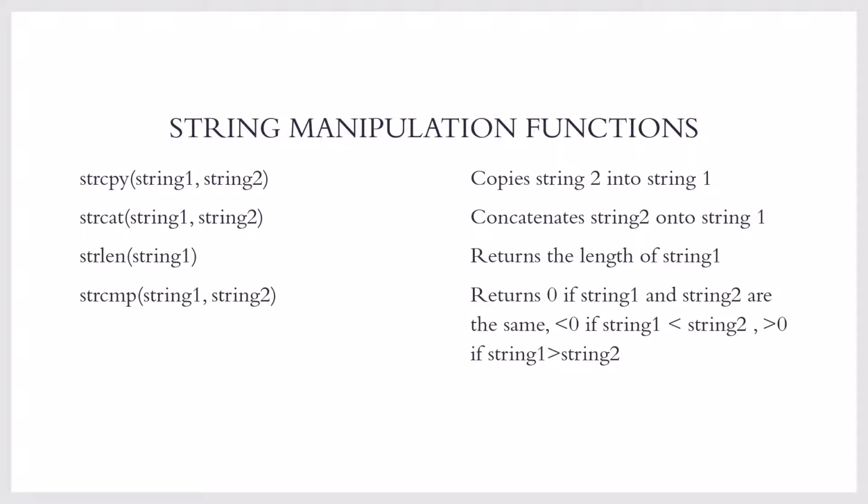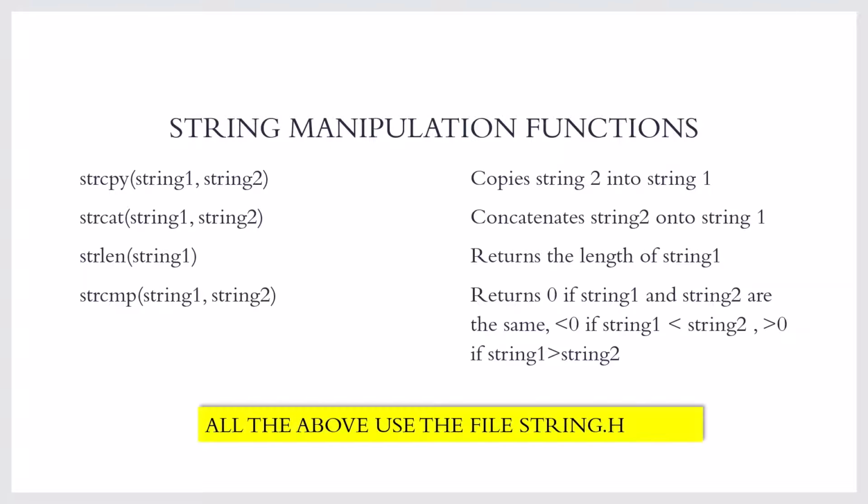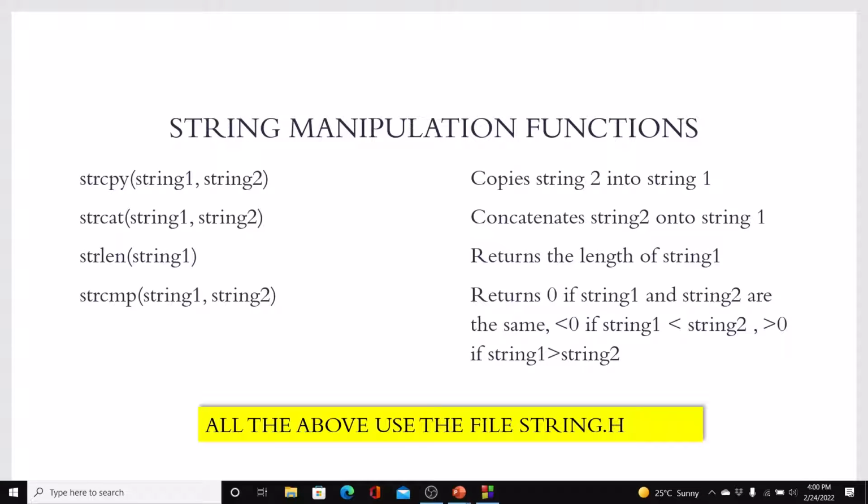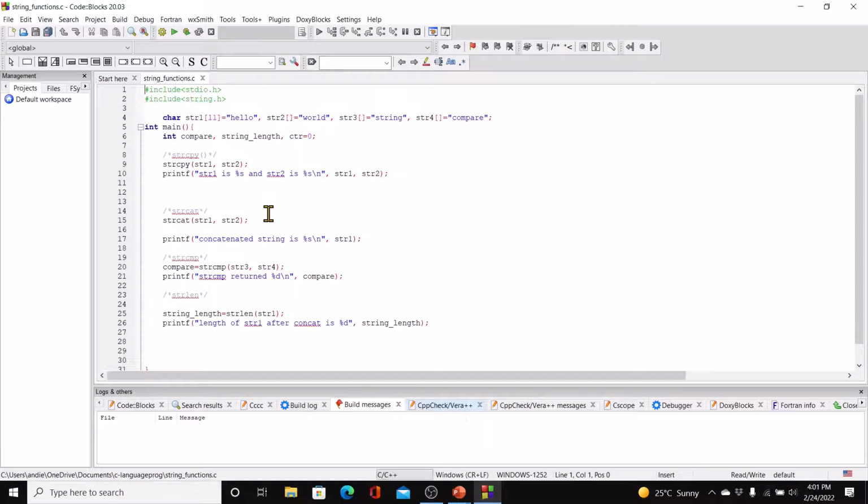String compare returns 0 or false. That's important. If string 1 and string 2 are the same, returns 0. Less than 0 if string 1 is less than string 2, and greater than 0 if string 1 is greater than string 2, and that's dependent on the alphabetical order, as we will see shortly. All the above use the file string.h, and that's important to remember because we need to include this header file when using these functions.